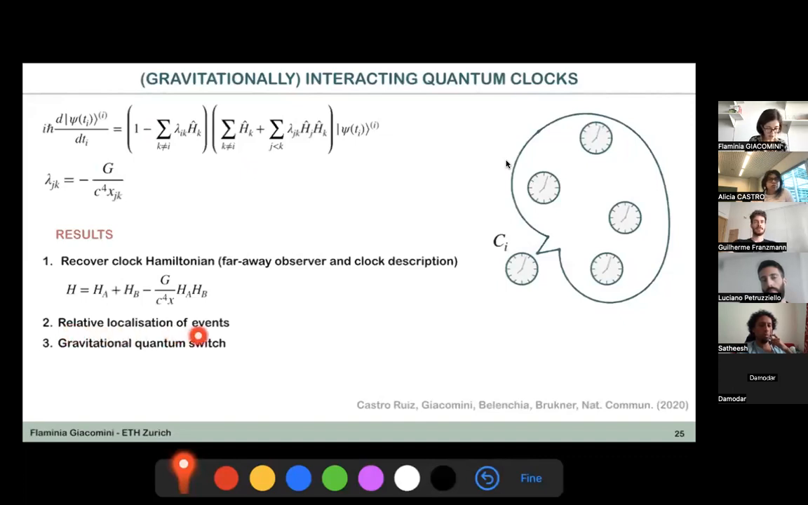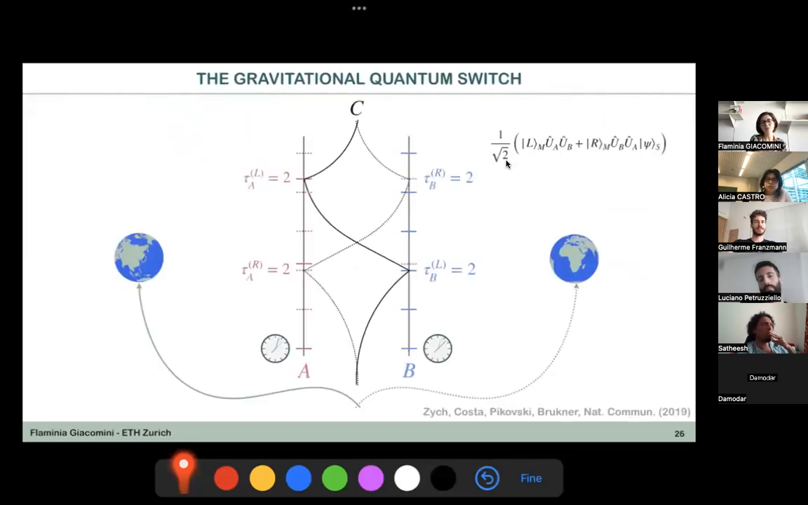Then we found also some relative localization of events and some implementation of the gravitational quantum switch. So the last thing that I wanted to tell you today is how these two arise, and I will just do the case of the gravitational quantum switch, that is the more complicated one. But if you don't have the gravitational quantum switch and simply just this Hamiltonian, it works exactly in the same way. So I'll just do it for the gravitational quantum switch.